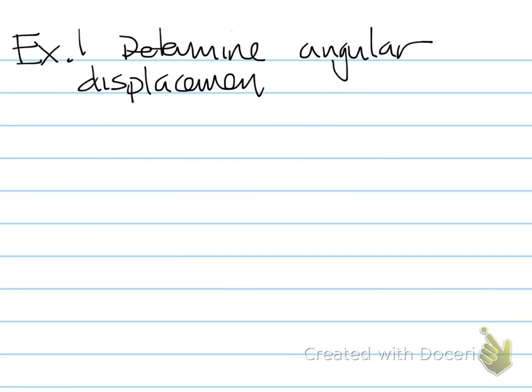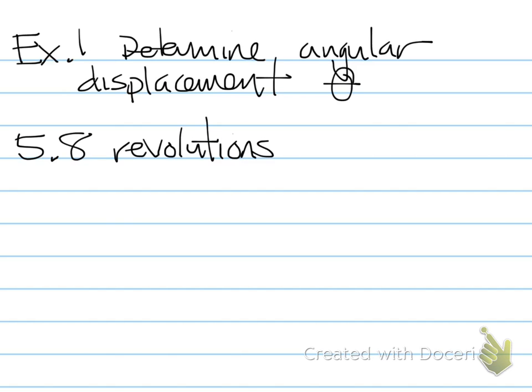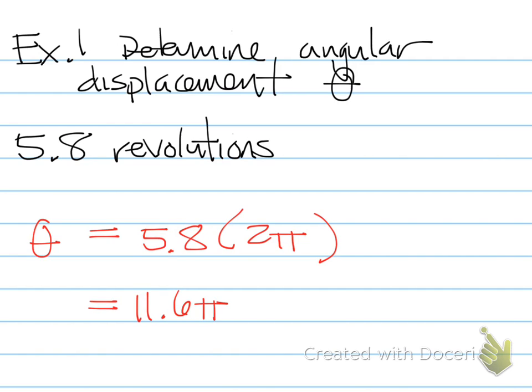So example 1, we want to determine the angular displacement, theta. If we have 5.8 revolutions, each revolution being 2 pi, we just multiply 5.8 by 2 pi, and it would be exactly 11.6 pi. If we were going to round our answer, it would be approximately 36.4 radians. So again, the exact displacement would be 11.6 pi radians. The approximate displacement would be 36.4 radians.